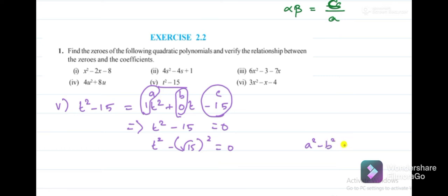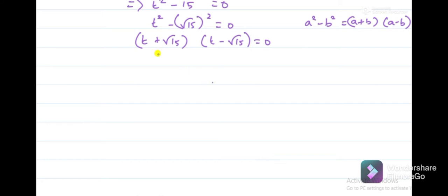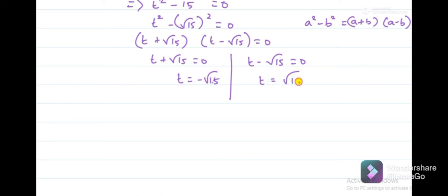The question is like a squared minus b squared format, so a plus b into a minus b. This will give you t plus root 15 into t minus root 15 equal to 0. When we equate the two factors to 0, we obtain the zeros. So t plus root 15 equal to 0, t minus root 15 equal to 0. T value is negative root 15 or it may be positive root 15. So the two roots are positive root 15 and negative root 15.